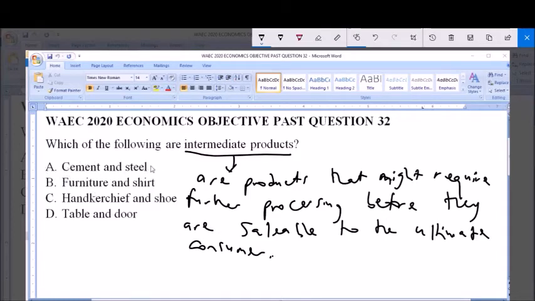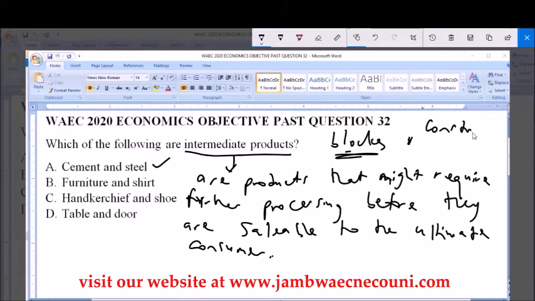Now, cement and steel can actually be classified as intermediate products because they might require further processing before they are eventually sold to the ultimate consumer. Not every consumer requires cement the way it is, so it might have to be processed into, let's say, blocks, or for even higher purposes, might be used in the construction of houses before those houses are sold or rented out to consumers.